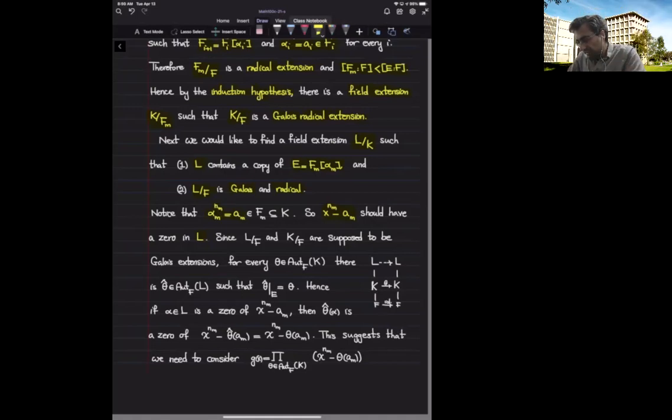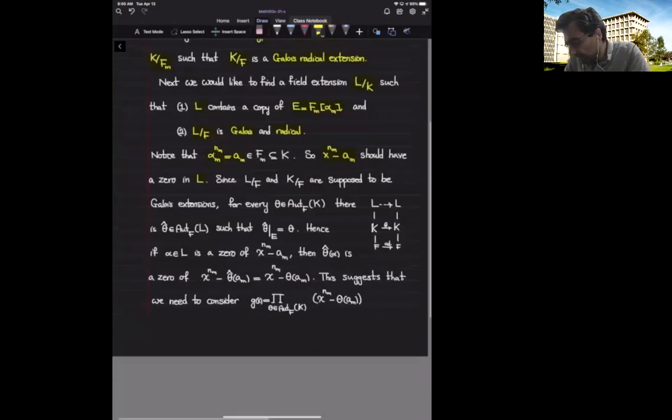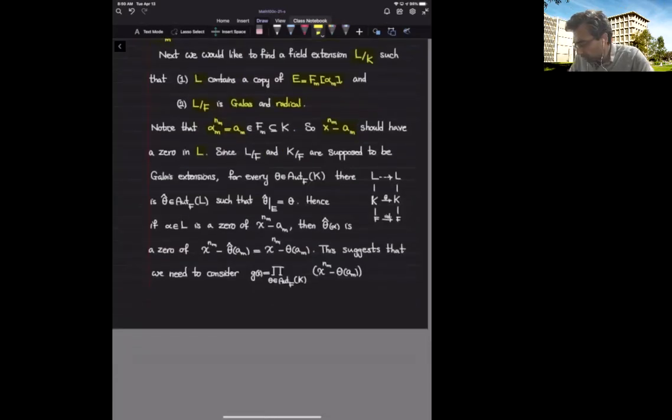Now, notice that K over F is also Galois. So any automorphism of K over F that I give you, I can extend it to some automorphism from L to L. So let's start with some theta inside this.